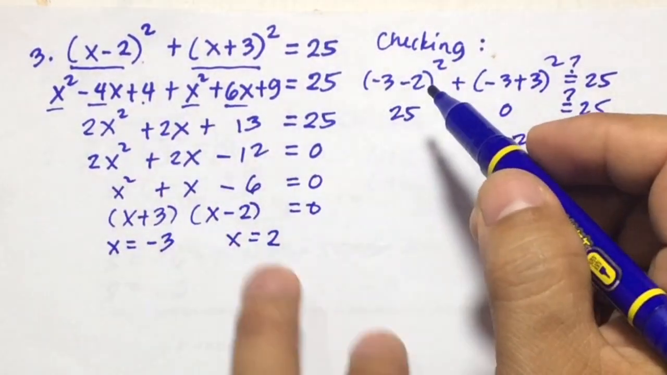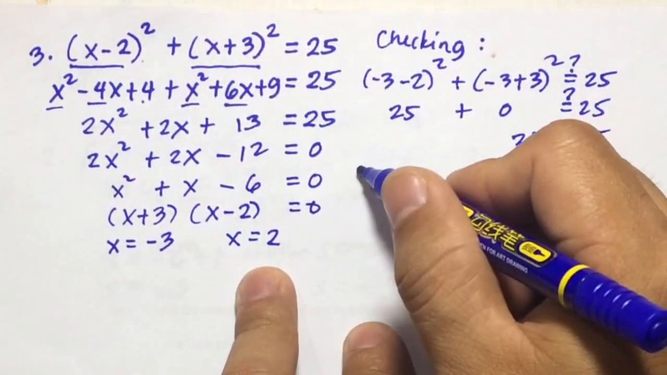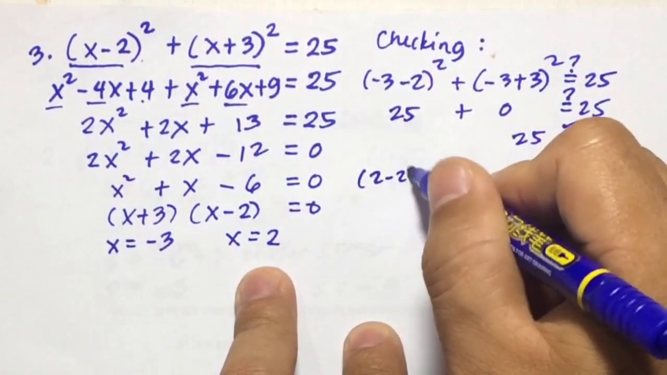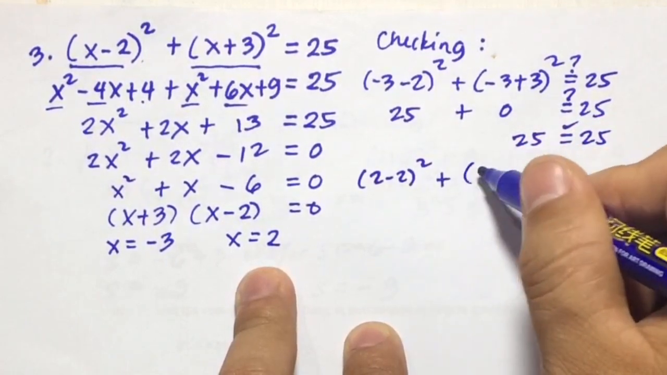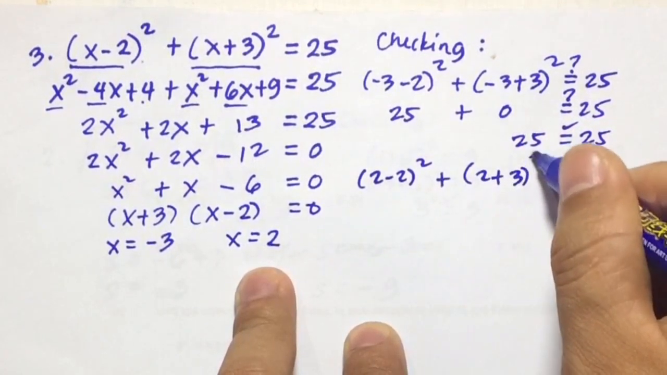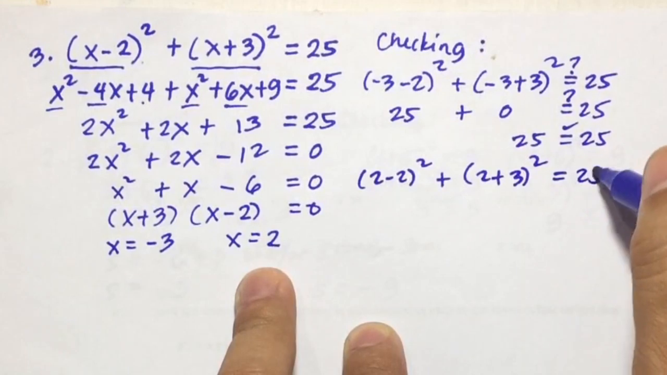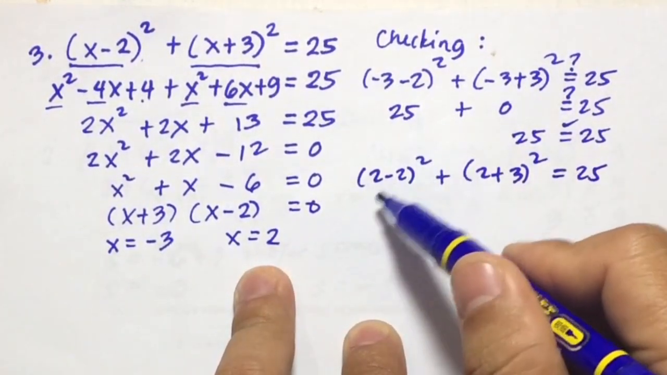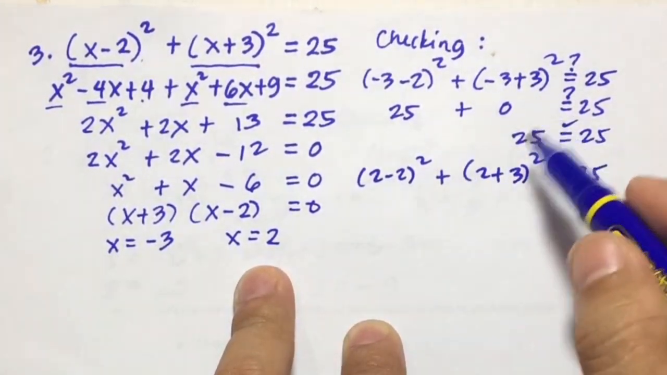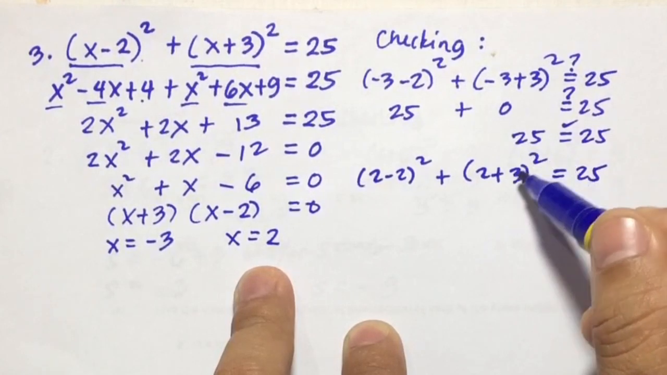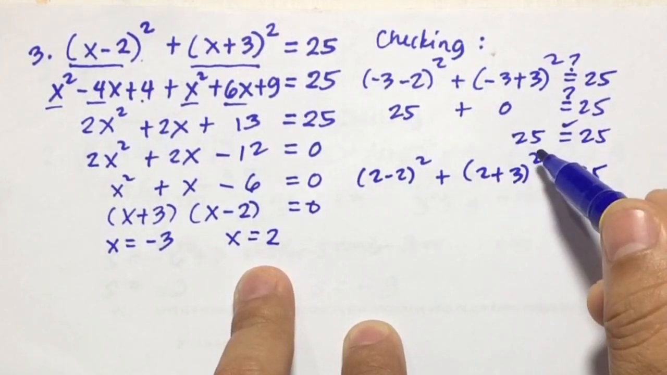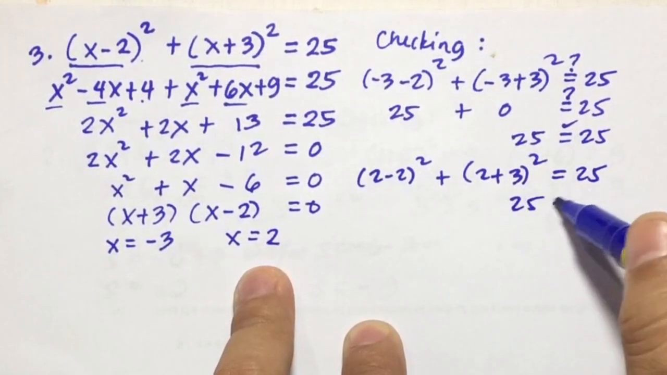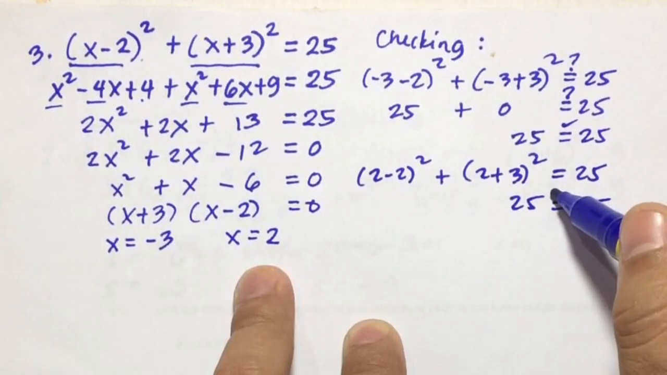Then if x is 2, so we're going to have here 2 minus 2 squared plus 2 plus 3 squared equals 25. And 2 minus 2 is 0 squared, so 0. 2 plus 3 squared, that will be 5 squared is 25. So you got the correct answer.